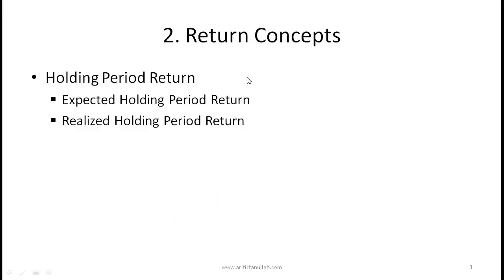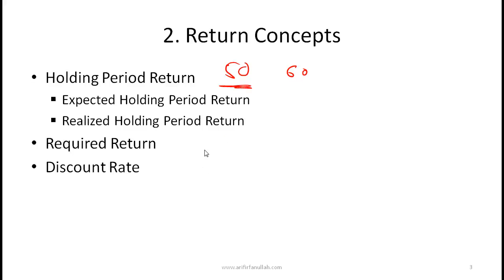So when we talk about return concepts, I'm sure you remember the concept of holding period return. If you hold a stock for 6 months and the stock appreciates from say 50 to 60 and there is no dividend, your holding period return is $10 or 20%. What's the difference between the expected holding period return and the realized? Expected is what you expect at the beginning, and then when you actually sell at the end, that's what you realize.